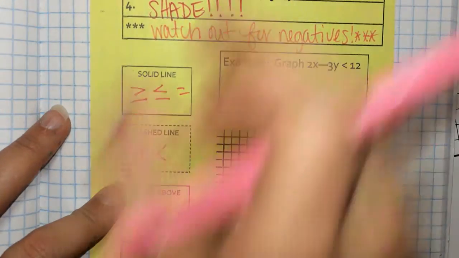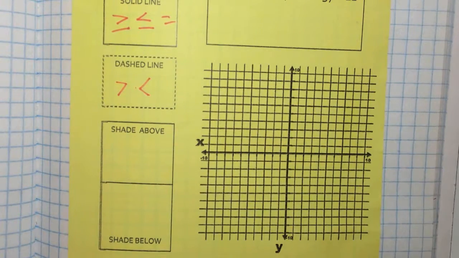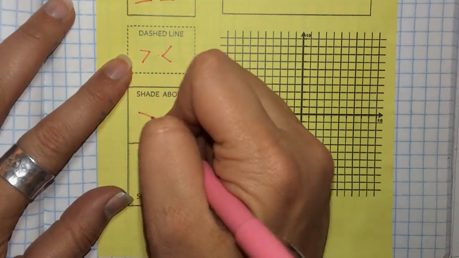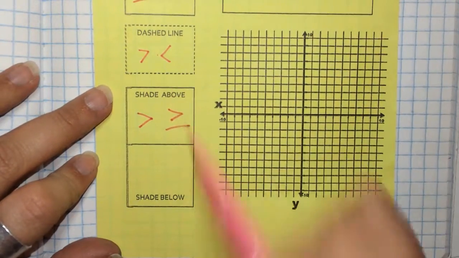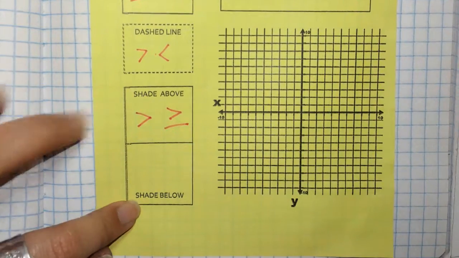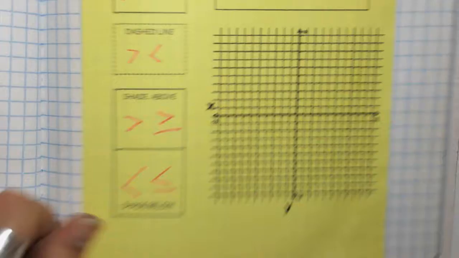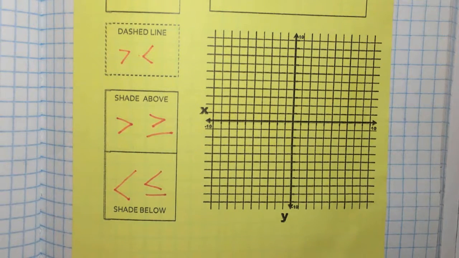Now, when do you think you would shade above? Greater than, because greater than means up, right? It means more. So you would shade above if it's greater than or greater than or equal to. And you see how it's above. When would you shade below? Less than or less. You guys are so awesome. Second period was talking about positives and negatives, and that has nothing to do with it.